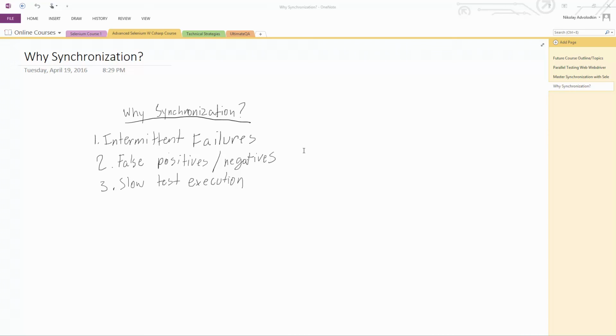The final problem that can occur with bad synchronization strategies is slow test execution, and this mainly refers to when you use improper synchronization techniques. What's going to happen is your test is going to run way too slow, right? Your application under test is going to be running much faster than your actual code. And so you may not be acting like the end user with your functional test. What you may be doing is just waiting too long at every single step and wasting a lot of valuable time.